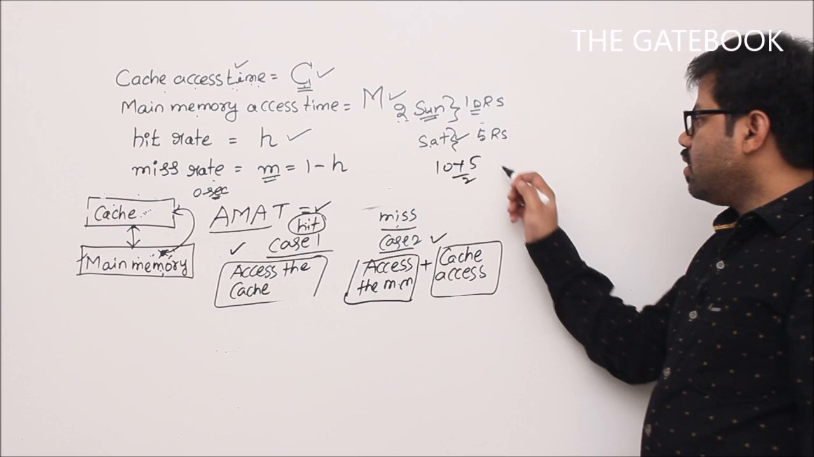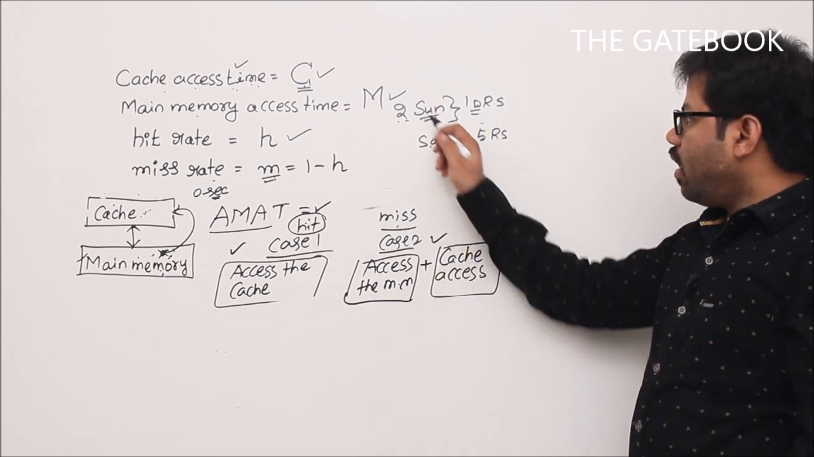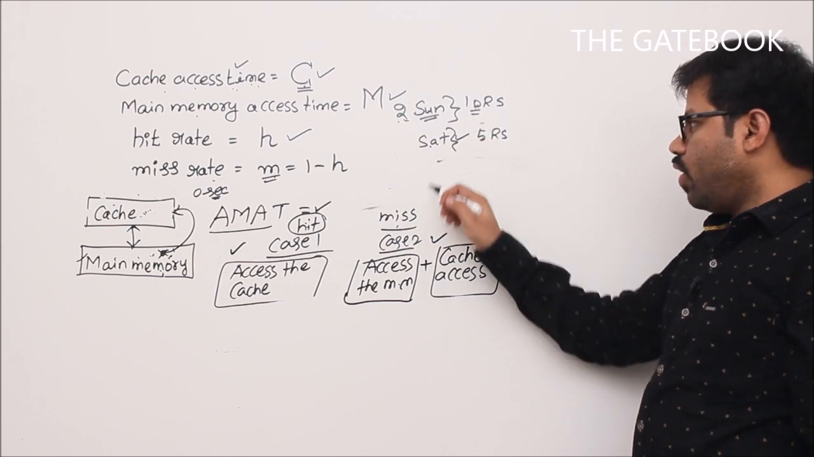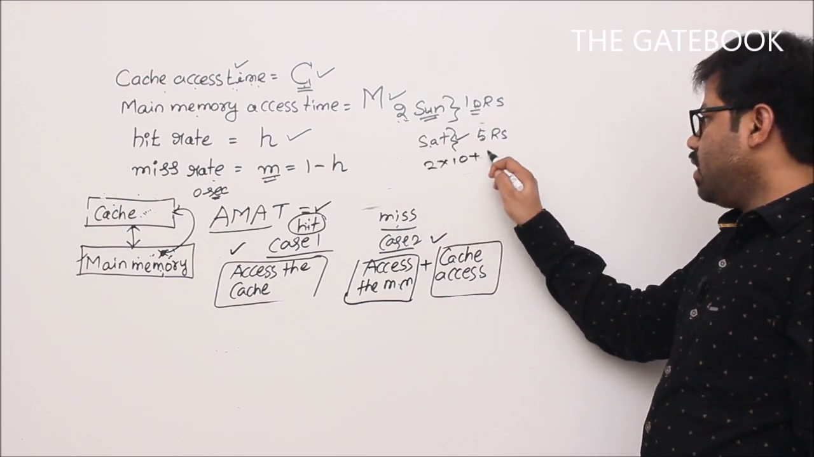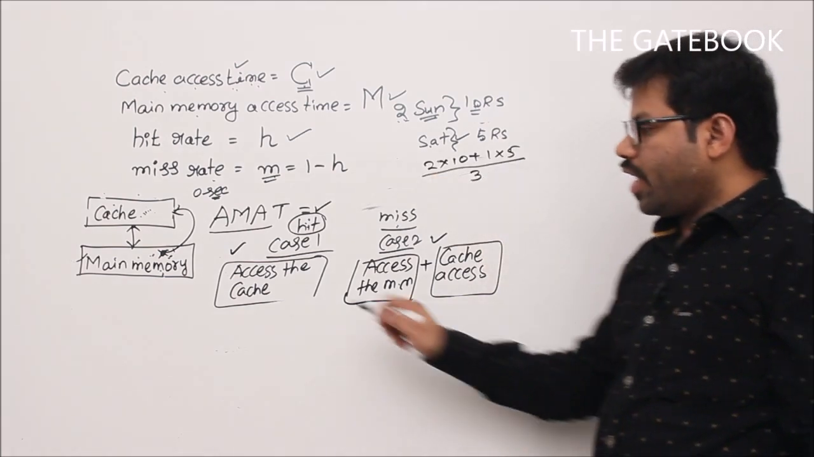No, right? Why is this not the average? Because there are 2 Sundays and 1 Saturday, so there are 2 profits of 10 rupees and 1 profit of 5 rupees. That's why (2 × 10 + 1 × 5) / number of attempts 3, correct? In the same way we can do it.